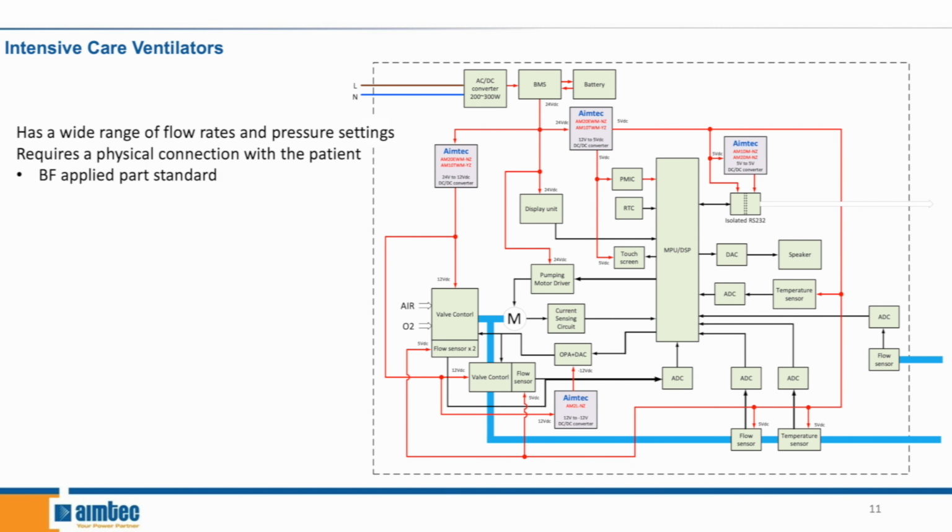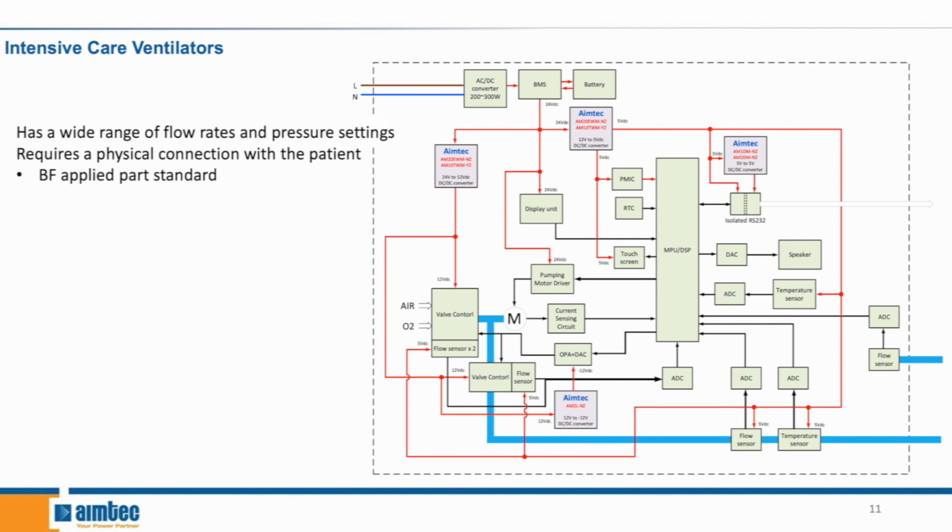So we'll start off with the intensive care ventilator. This is the largest ventilator and features a wide range of flow rates and pressure settings, and is often bulkier than other types. These ventilators, as we know, require a physical connection with the patients, hence need to meet the BF applied part standard. As the device is usually capable of higher flow rate and pressure, a more powerful medical grade AC/DC converter from 200 to 300 watts is required to be the main power source.